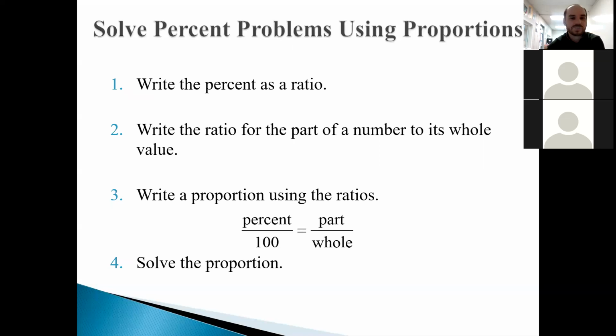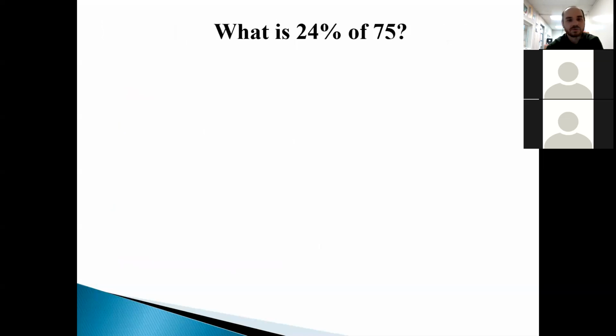This is already written for you because Mrs. Adams is super nice. You don't need to write anything here. But our steps are going to be: write the percent as a ratio, write the ratio for the part of a number to its whole value, write a proportion using the ratios, and solve the proportion. So percent over 100 equals part over the whole. Now, that is probably super confusing if you don't put it into an example, so we're going to put it to some examples. So our first question is, what is 24% of 75? First thing we want to do is write the proportion. So what is 24% as a fraction?